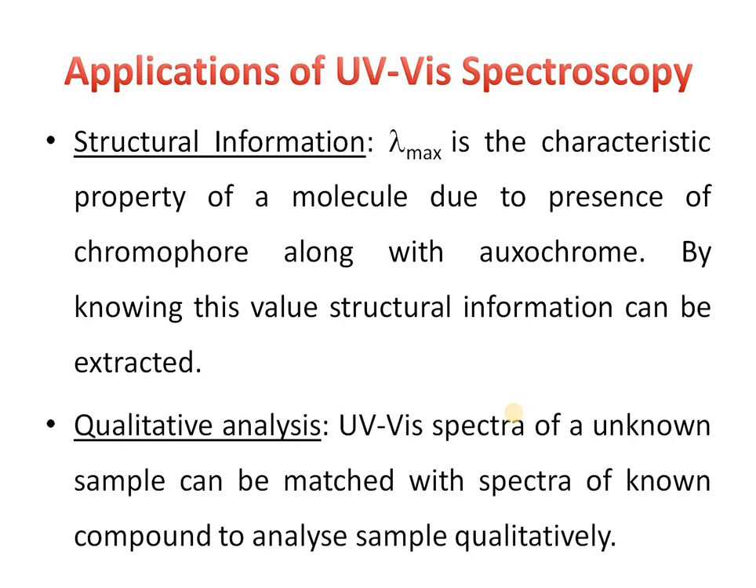Then second is the qualitative analysis. UV visible spectra of an unknown sample can be matched with the spectra of a known compound to analyze the sample qualitatively. So if you have the standard spectra of different molecules, you can match that standard spectra for the known molecule with the UV visible spectra obtained for the specific sample, and you can find out the molecule which is there in the sample.